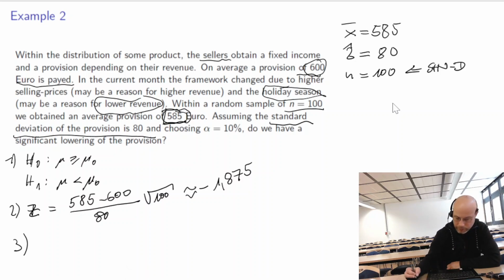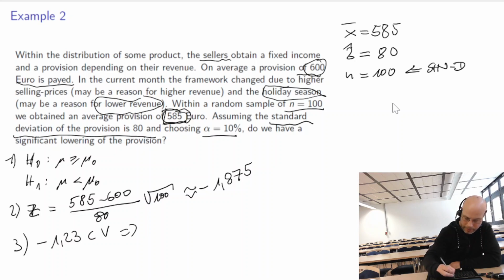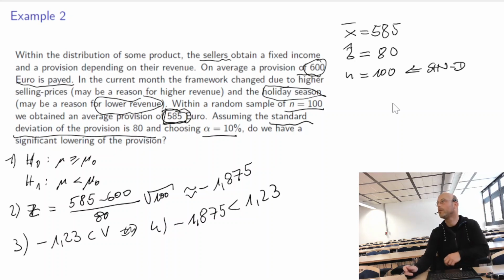Critical value 10%. So again, minus 1.23. And thus we have minus 1.875 is smaller than minus 1.23.